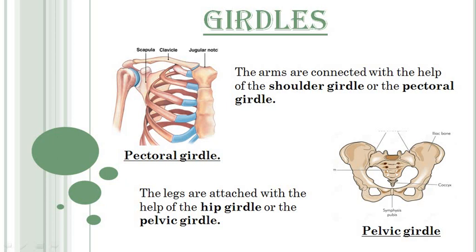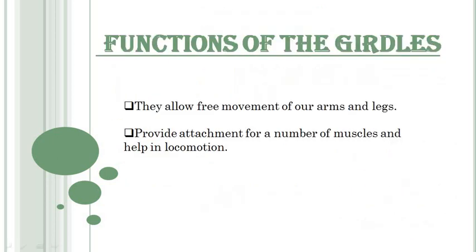Same as our legs are joined to the hips with the help of our hip girdle or pelvic girdle. So these two girdles join the limbs, hands and legs, to the trunk of our body. The function of the girdles is that they allow free movement of our arms and legs. Because of these girdles, we are able to move our hands and legs freely. They provide attachment for a number of muscles and bones and help in locomotion, meaning movement.